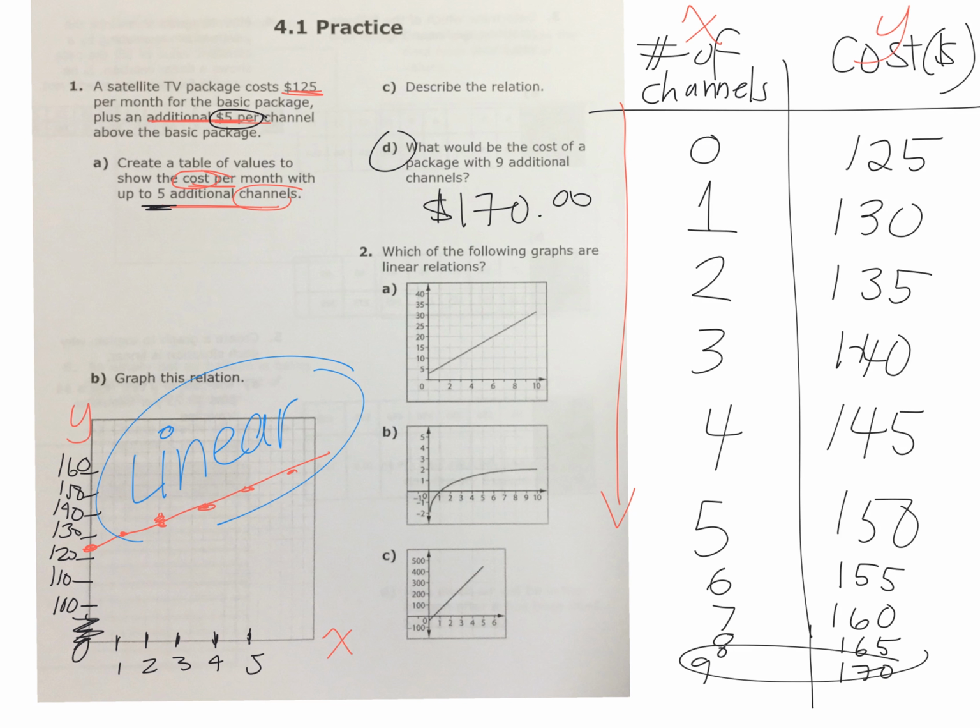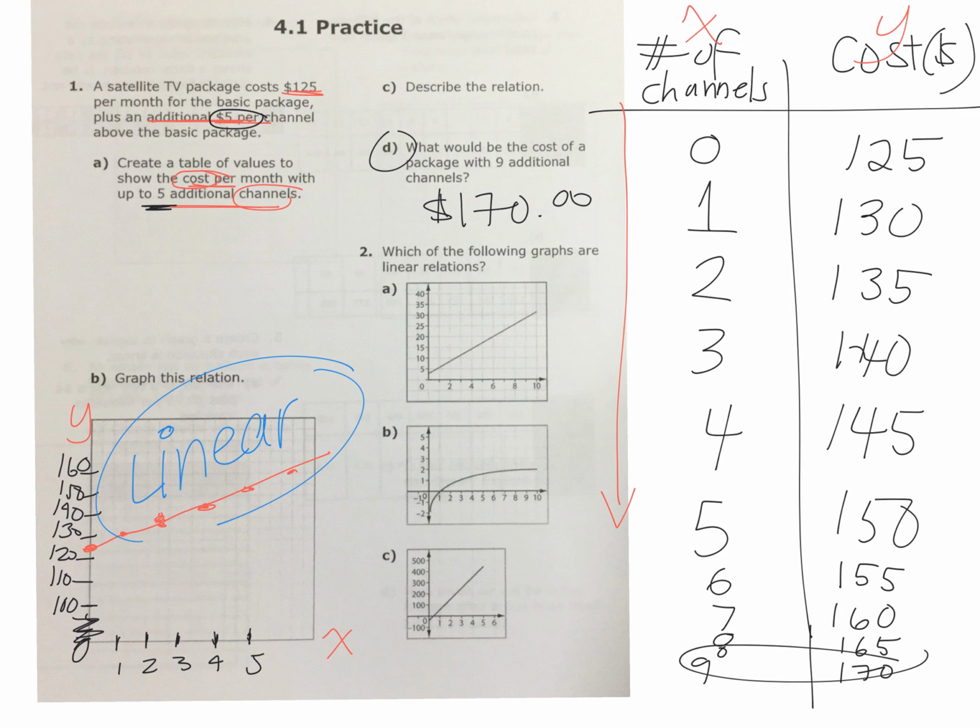So we know that looking at the graph, it's linear. What does linear mean again? Straight line. Good. We know now from the table, the table also tells us it's linear. Every time the number of channels increases by 1, what happens to the cost? What does it go up by? $5. Does it increase by the same amount every single time? Yes. Then you know automatically it's going to form a straight line. Please write that down.